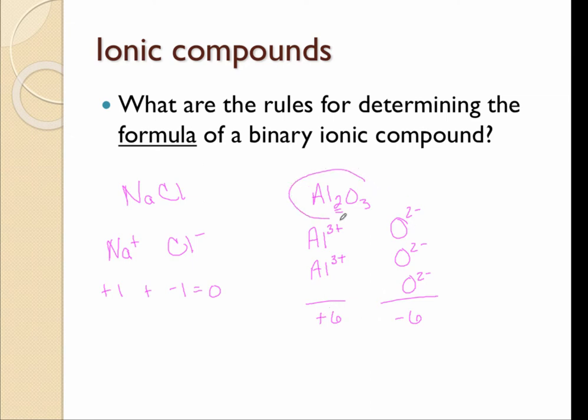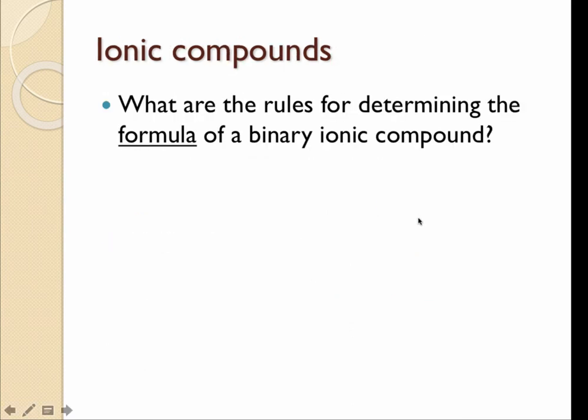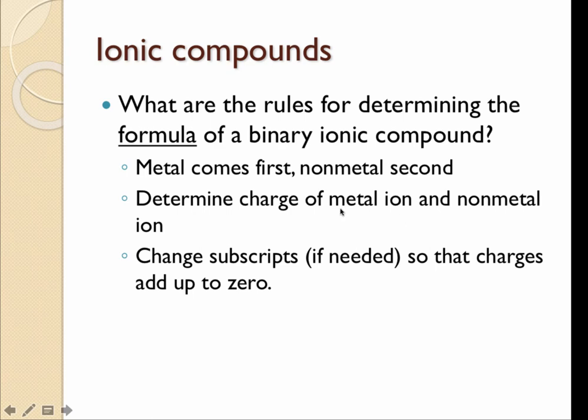Overall, this compound is neutral, meaning the number of electrons lost from that metal has to equal the number of electrons gained by the nonmetal. But overall, ionic compounds are neutral, right? So how do we use that to determine the formula of a binary ionic compound?